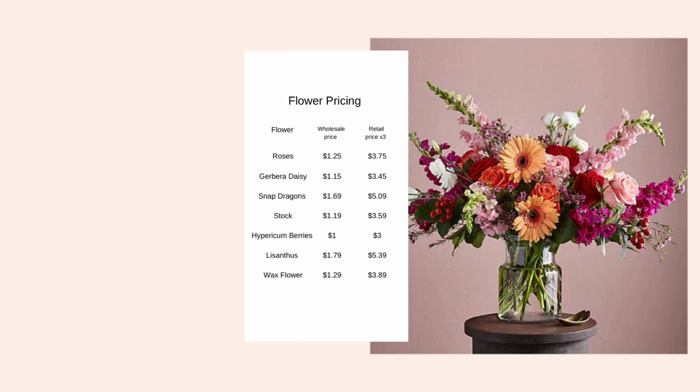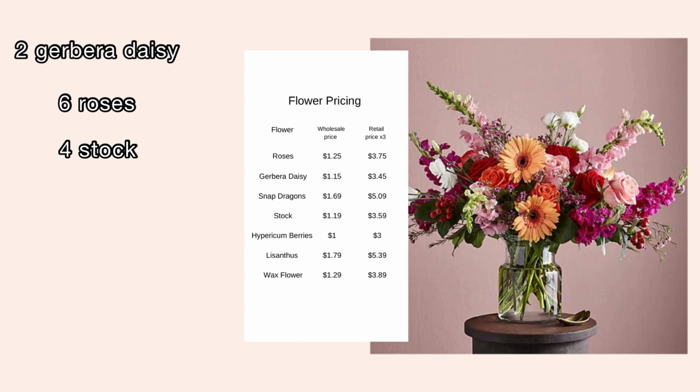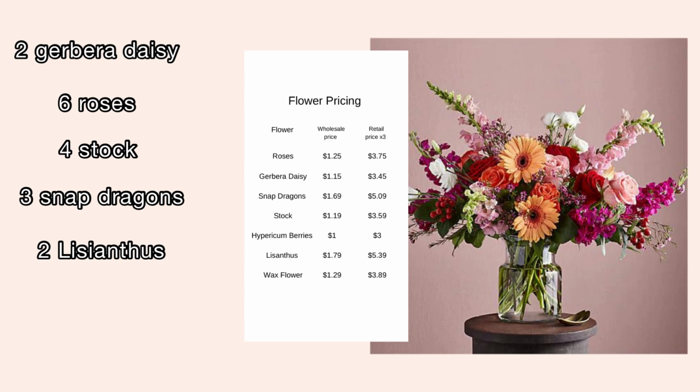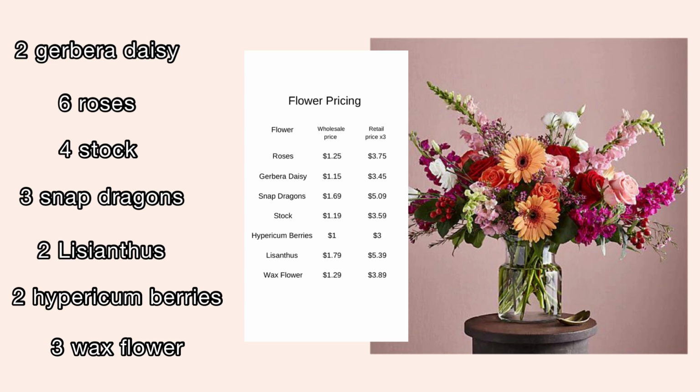So what I'm going to do first, I'm just going to list all the flowers that I see in the picture and the quantities that I see them in. So right off the bat, I see 2 Gerber daisies, looks like 6 roses, 4 pieces of stock, 3 snapdragons, 2 lysianthus, 2 hypericum berries, and about 3 stems of waxflower.